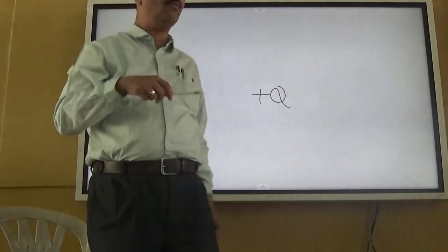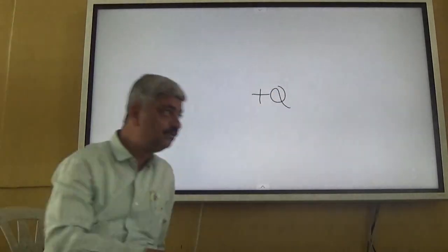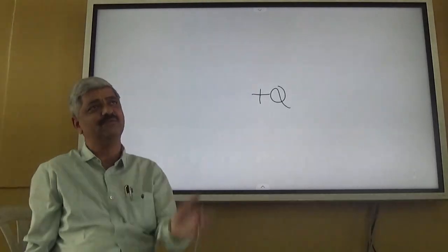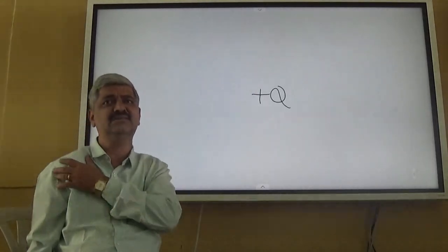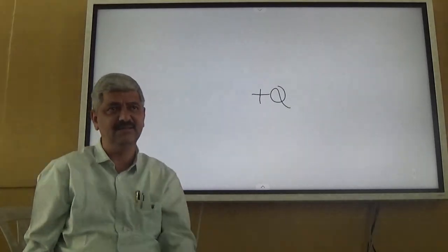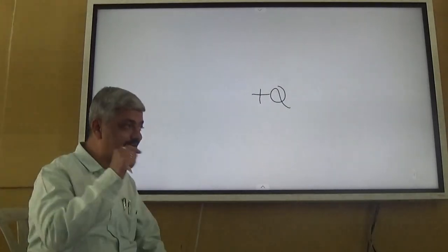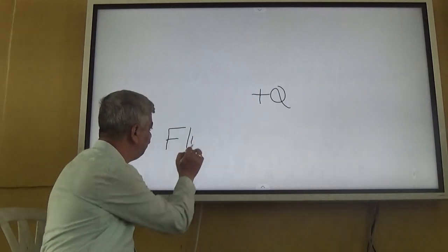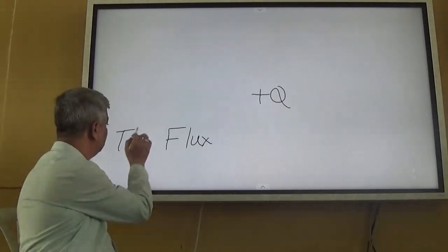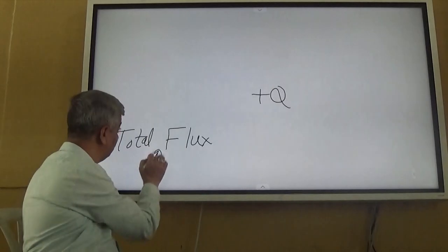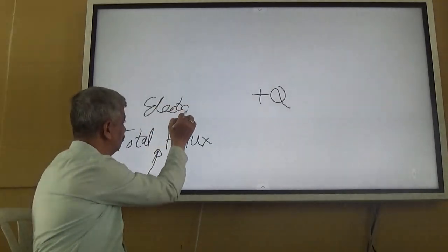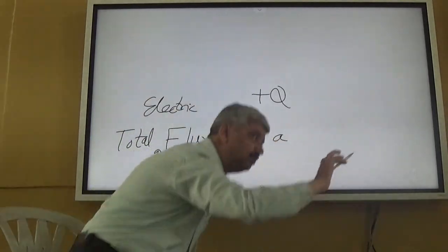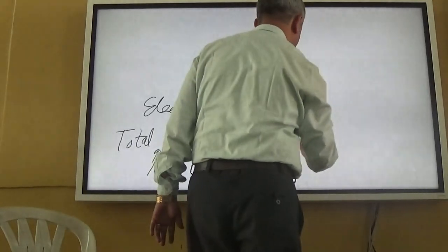So, what is the concept of totaling the flux? Note that you learned Gauss law in standard 11th. That time, you did not apply your mind. So that is what I want to stress: the total flux, of course electric, because there is magnetic also, but the total electric flux over a closed surface is different from the flux over a part of a surface. What does it mean?